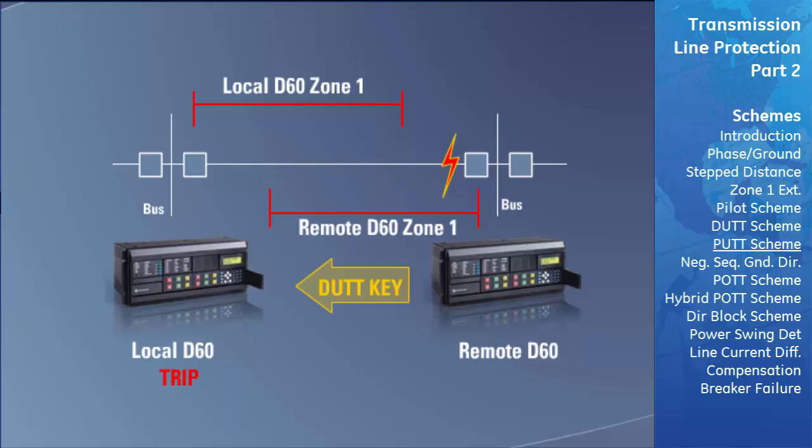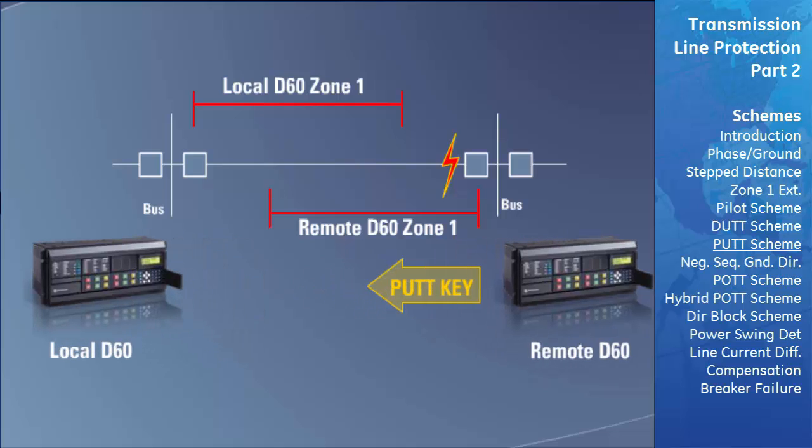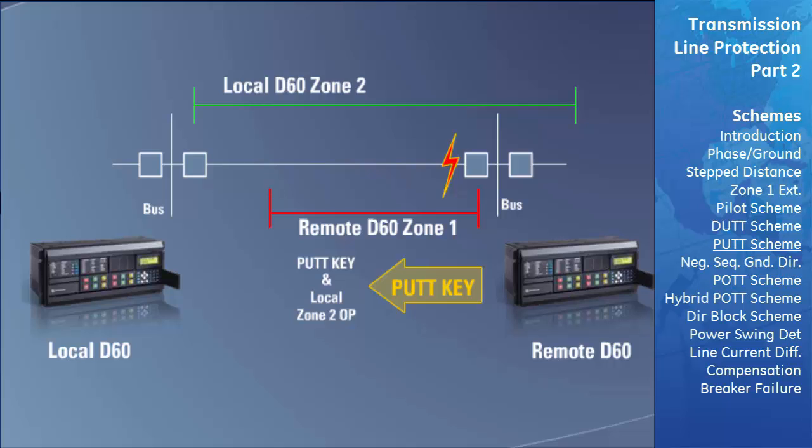In the PUTT scheme, the local distance relay PUTT logic will only trip the breaker if it receives the PUTT key and the local relay has detected a fault within its Zone 2 area of protection. If the local distance relay receives the PUTT key and it does not detect a fault within its Zone 2 area of protection, the PUTT scheme will not cause the local distance relay to trip. Therefore, the distance relay's PUTT scheme uses the key from the remote relay as a permissive signal that allows it to trip if the local relay detects a possible fault on the transmission line. Hence the term permissive underreaching transfer trip.